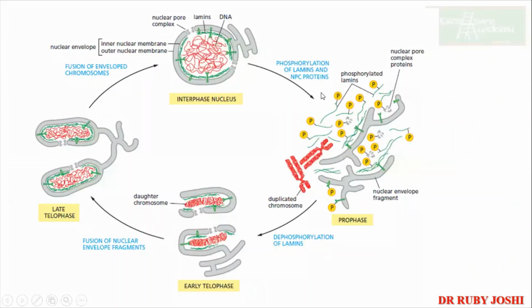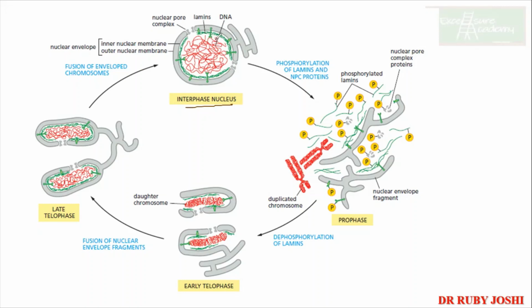Now this figure is really very important. Listen carefully, because I'm going to ask one of you to explain it again. Here you have your nucleus. It is present in interphase. You have the NPC, the green color things are the lamins, and inside you have your chromatin, the DNA. Now what is happening is that phosphorylation of the lamin protein is happening.